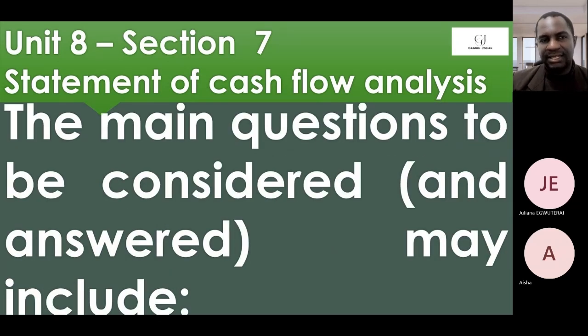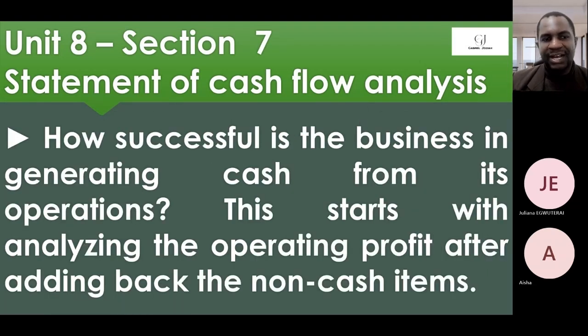So the questions we ask as we are doing the analysis, we need to be able to answer from a cursory or bird's eye view when we have the pre-seen or the unseen. We need to ask how successful is the business in generating cash from its operations? This starts with analyzing the operating profit after adding back non-cash items. So the first component is you carry your operating profit, your bottom line. You add back non-cash items like depreciation and amortization.